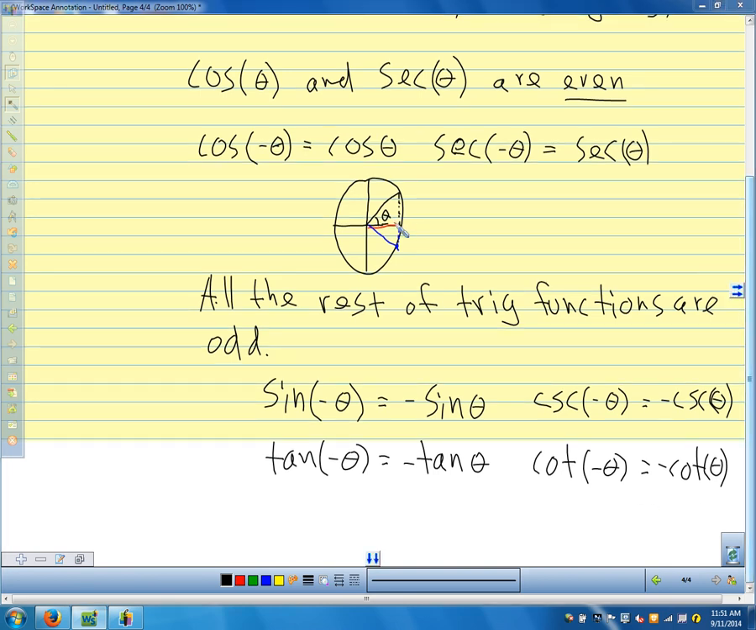And our picture is exactly the same, but for the odd functions, we're looking at the y coordinate. So we're looking at this piece. The sine of theta is that little y coordinate, that side of the triangle. The sine of negative theta is that same length, but it's down in the fourth quadrant. So the sign is negative, it changes sign. That's what this is telling us. The x coordinate stays the same, the y coordinate changes signs. That's what the even and odd part is telling us.